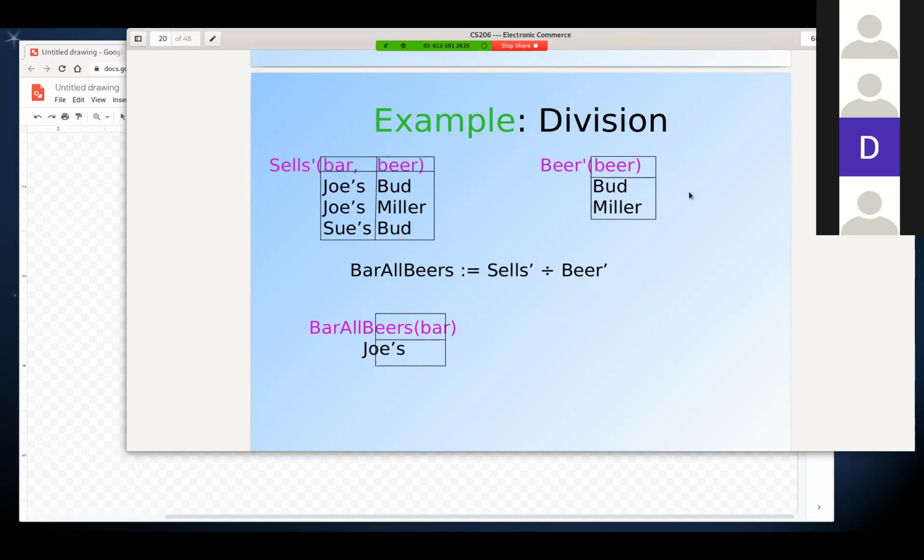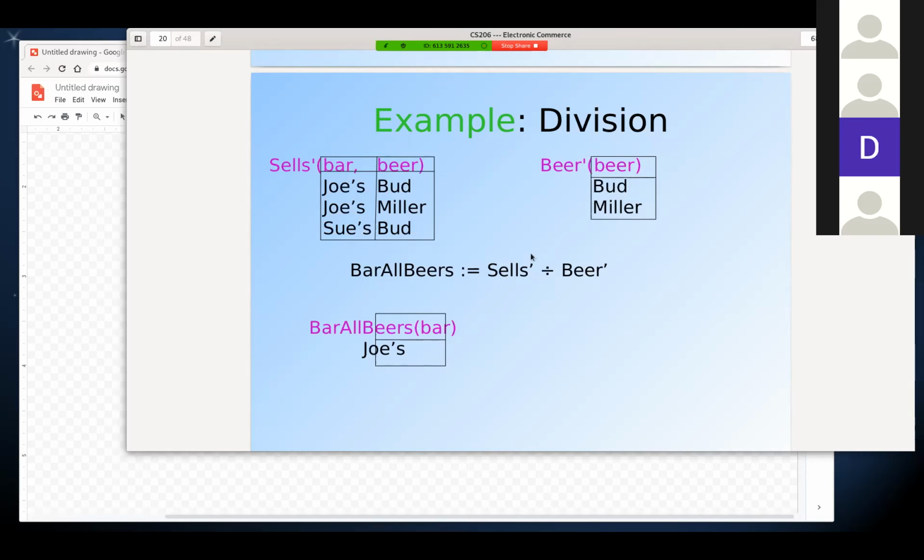All right. So what we're after here is the bars that sell all the beers. So we're going to have bar divided by all beer. Basically we have this division operator, which will compute this. What a division operator does is take one relation in and another relation in. The relation that it takes in here is always going to have a subset of the attributes of the relation coming in, this relation here.